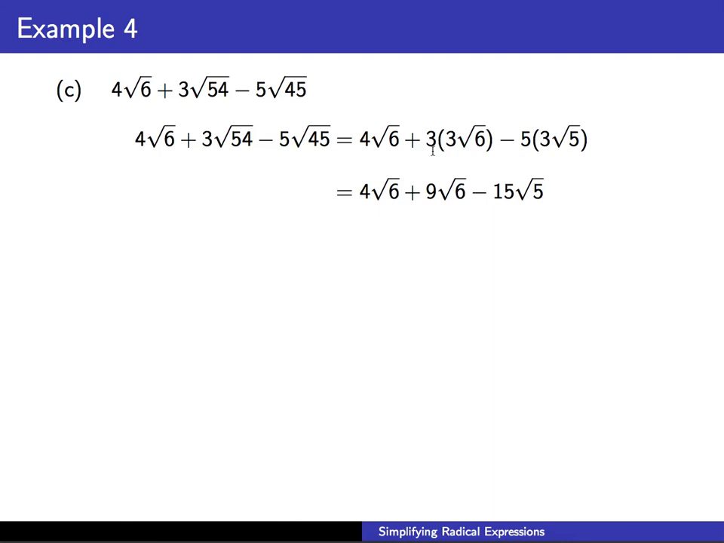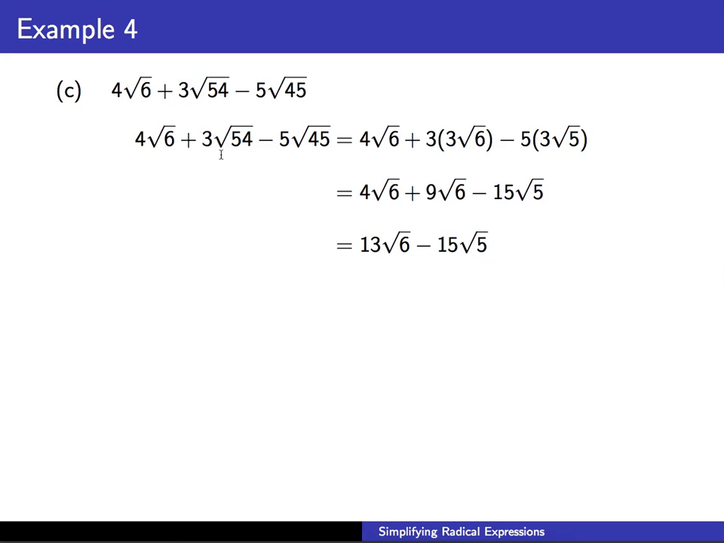We don't multiply the numbers that are inside the radicals by numbers outside the radicals. This is not 9 times the square root of 18, and this is not 15 times the square root of 25. All right, now we have like radicals here with the 4 square root of 6 plus 9 square root of 6. That gives us 13 square root of 6, and then we'll bring down the minus 15 times the square root of 5. So this big nasty looking expression here for example 4C simplifies to 13 times the square root of 6 minus 15 times the square root of 5.